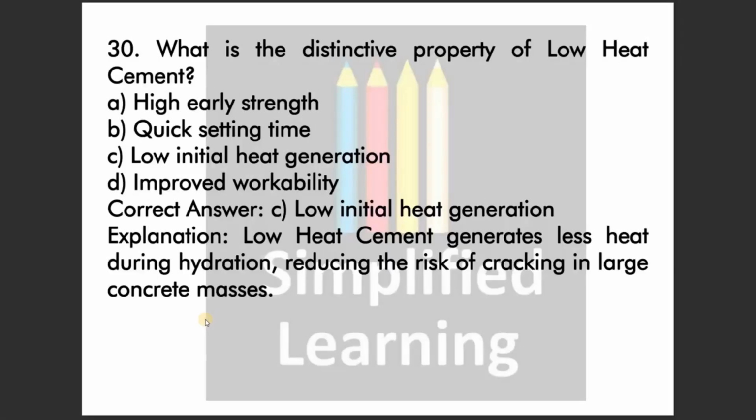Then what is the distinctive property of low heat cement? See, the name itself is suggesting, low heat cement generates less heat during hydration and reduces the risk of cracks in large concrete masses. For example, if we are going for a dam construction or a massive construction or any kind of monolithic construction, then we will be going with low initial heat generation cement, which is the low heat cement.